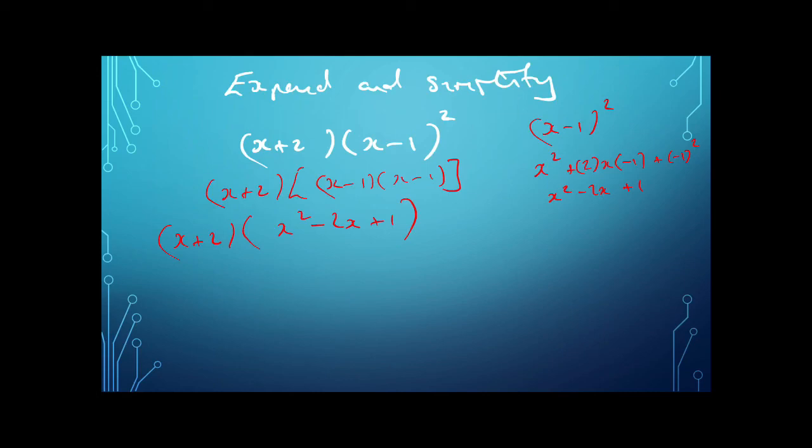Okay, let's multiply and simplify. x times x squared is x cubed. x times negative 2x is negative 2x squared. x times 1 is x. 2 times x squared is 2x squared. 2 times negative 2x is negative 4x. And 2 times 1 is 2. Simplifying, negative 2x squared plus 2x squared, that disappears. x minus 4x is minus 3x. And a plus 2 at the end.